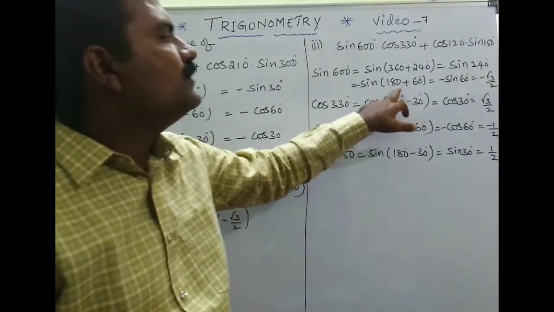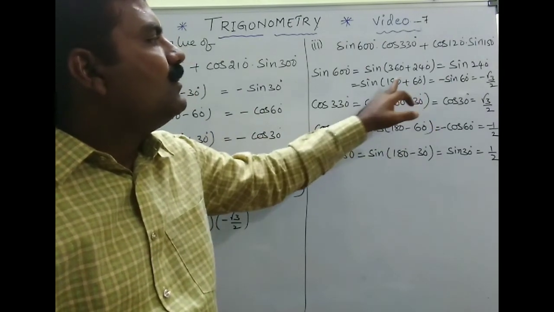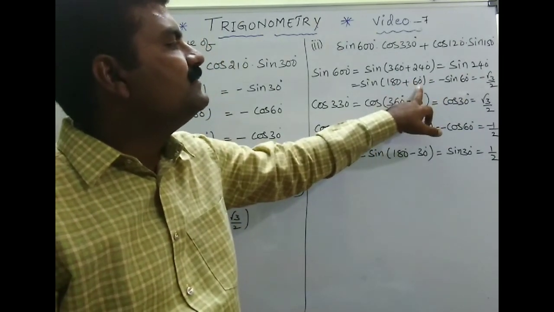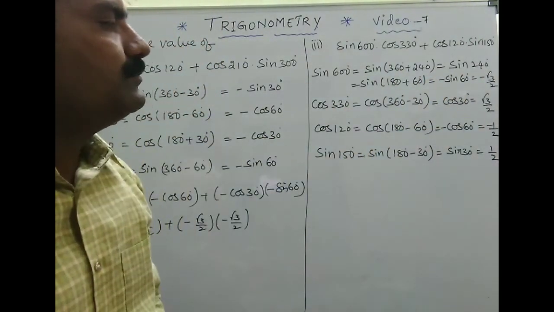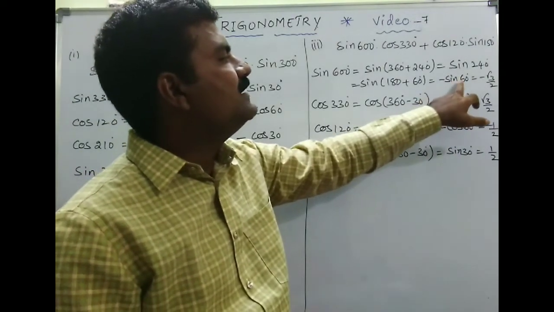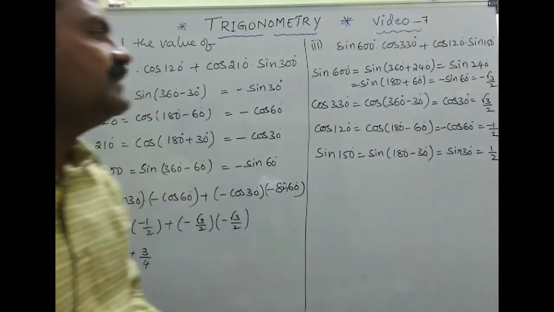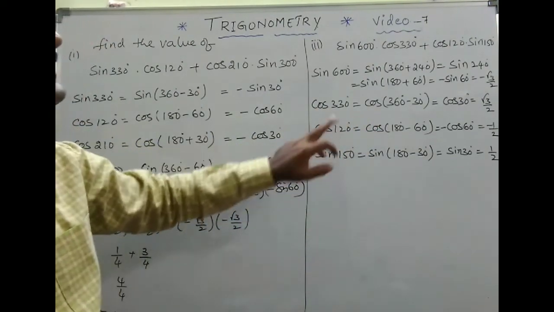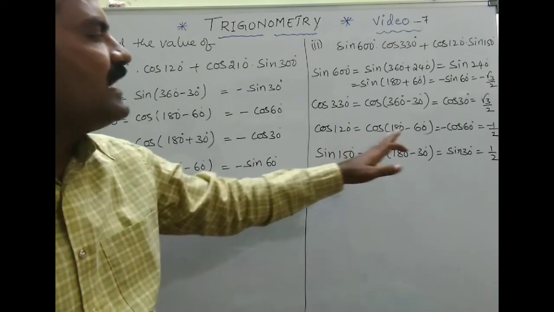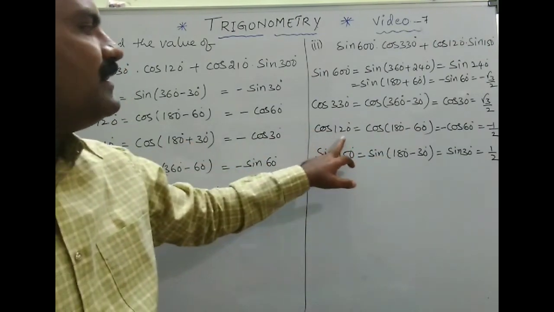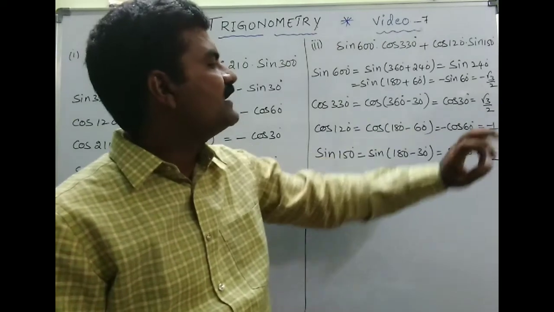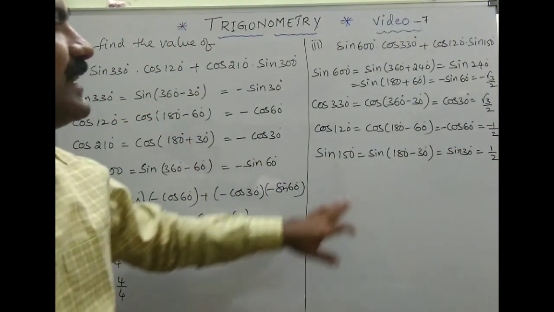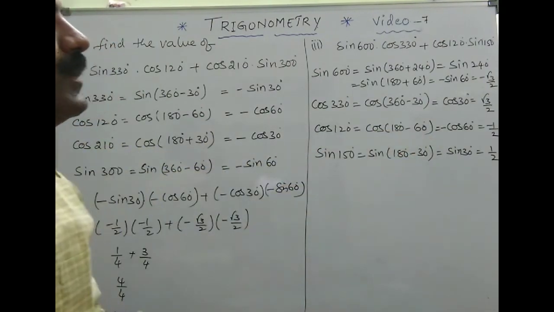Furthermore, 240 I want to write as 180 plus 60. Because of 180, once again sine remains as it is, and 180 plus theta is the third quadrant, where sine is negative. So the value of minus sin 60 degrees is nothing but minus root 3 by 2. Similarly, you can write the rest: 330 as 360 minus 30, and 120 as usual. We already did 120 here. Please remember cos 120 is a standard value, which equals minus 1 by 2, and sin 150 equals 1 by 2.